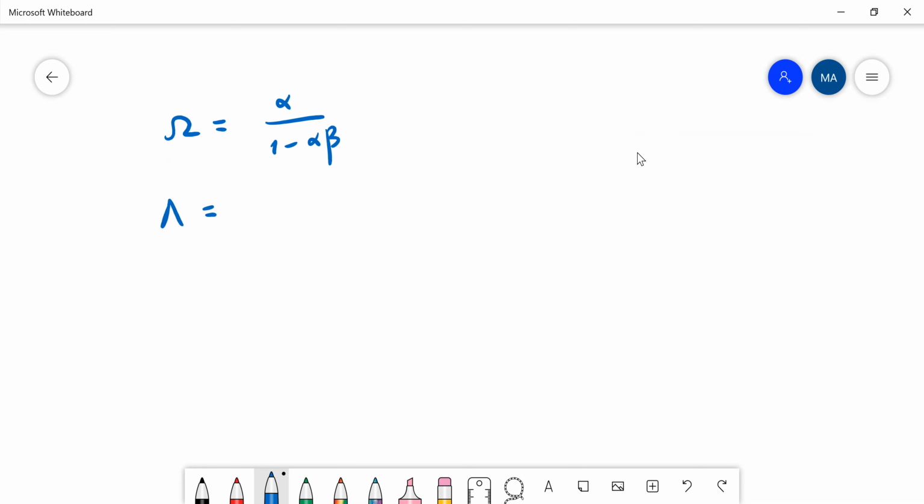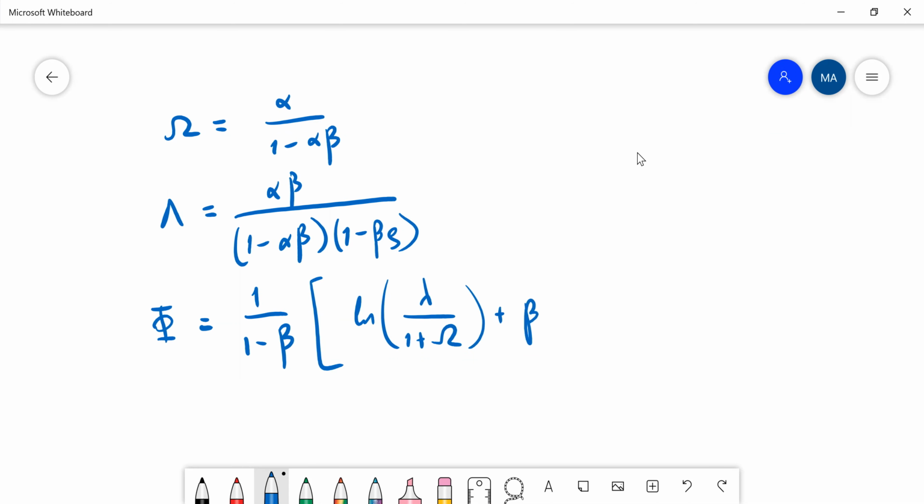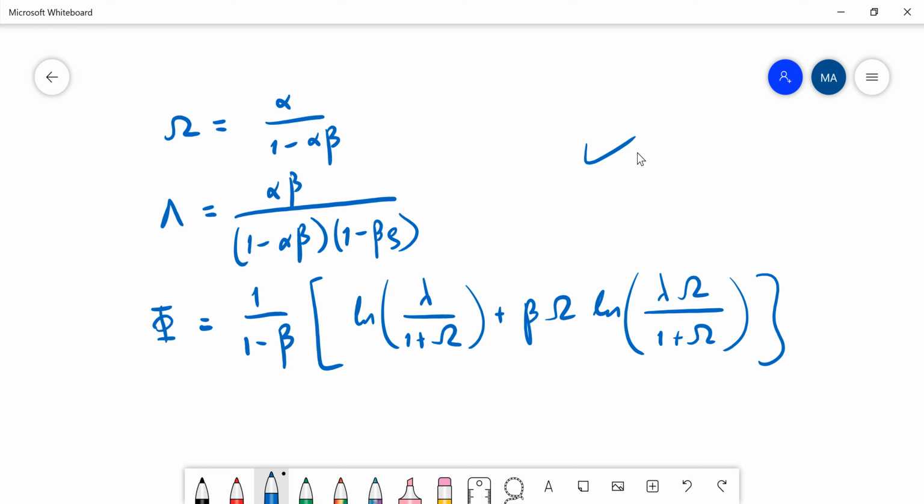Lambda will be alpha beta divided by 1 minus alpha beta, 1 minus beta rho. And phi will be this long thing: 1 over 1 minus beta, natural logarithm of lambda 1 over omega plus beta omega, natural logarithm of lambda omega 1 plus omega. Okay, so you should check this.